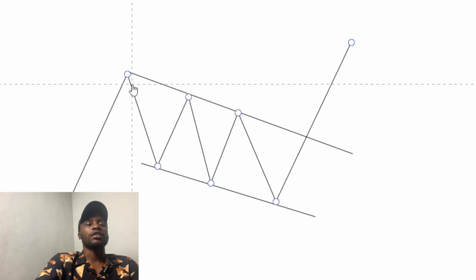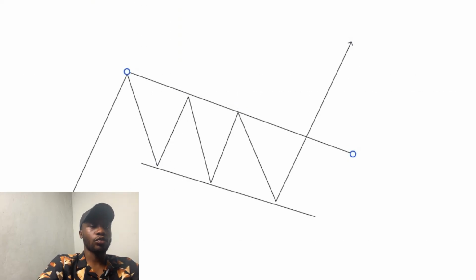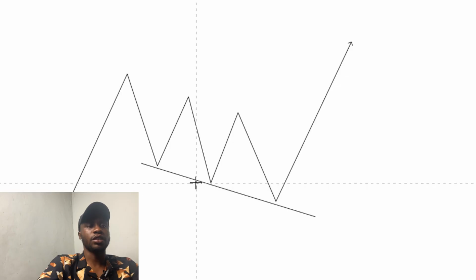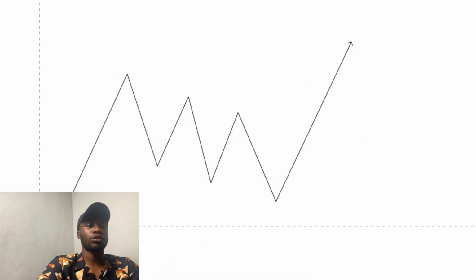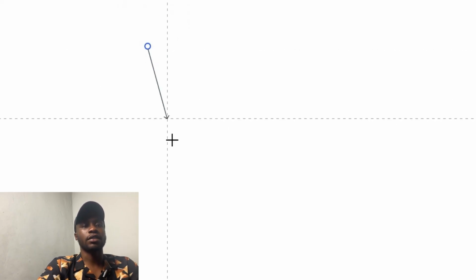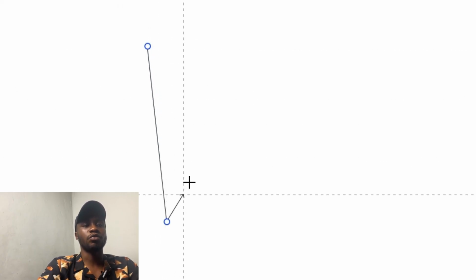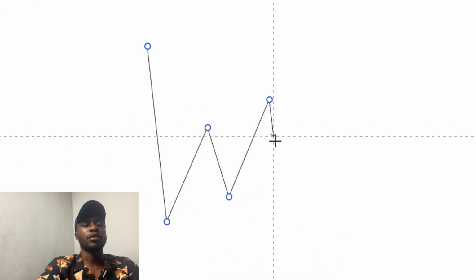The second continuation chart pattern that I trade. I trade two continuation chart patterns, nothing more. I hope you guys can see that the strategy is not that complicated. It's not even complicated if you understand things very well.